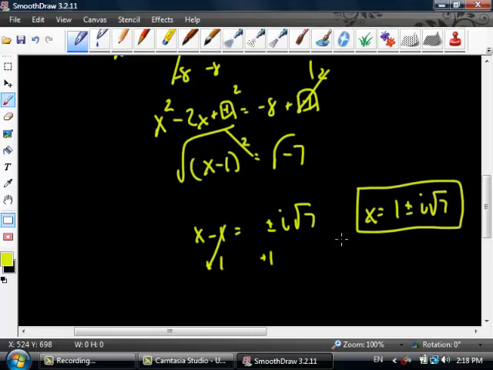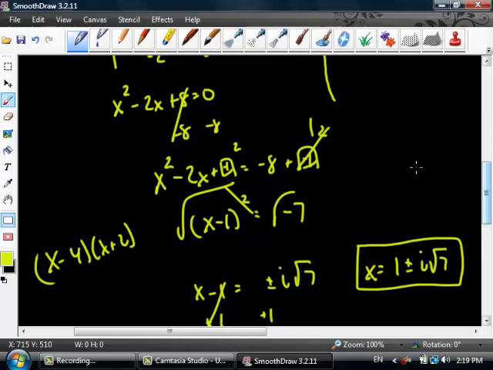Okay. No. X minus 4, x plus 2. Okay, so remember, this thing's supposed to be positive 8. If I multiply those two, I get negative. Right? Okay, so let's look at the next one.